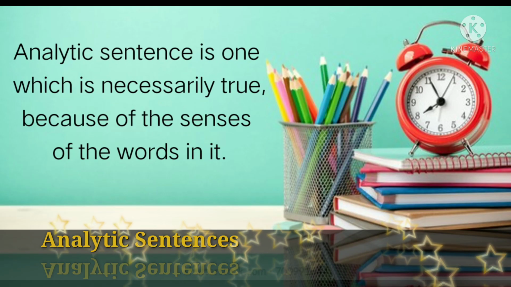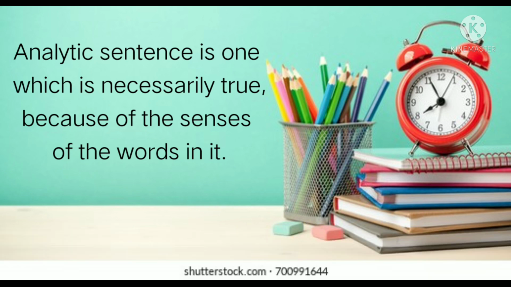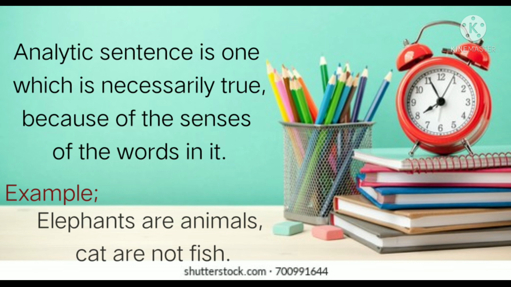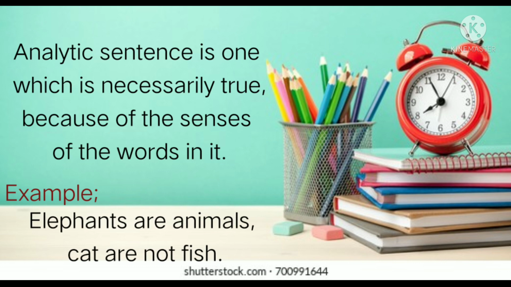Analytic sentences. An analytic sentence is one which is necessarily true because of the senses of the words in it. Therefore, an analytic sentence can be judged true without recourse to real-world knowledge separate from the sense of the words contained in it. For example, elephants are animals, cats are not fish.